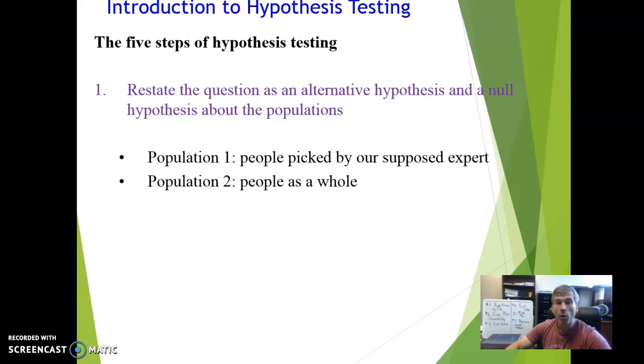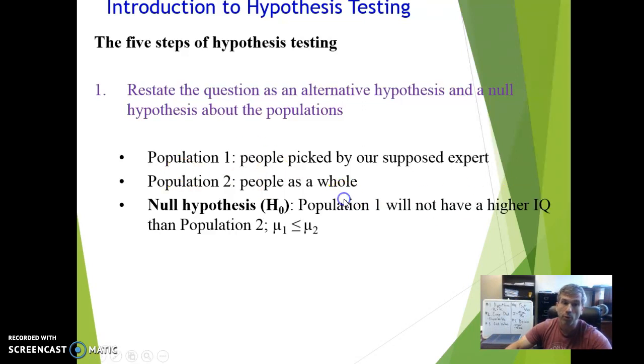Population 1 is generally the one represented by our sample. This would be people picked by our supposed psychic, our supposed expert. So in most cases, again, that would be a sizable group of people. Here it's just one individual, but either way, we're using a sample to represent population 1. We'd love to measure all population 1, can't do it. Population 2 is our basis of comparison. That's people overall, just generically people. And notice that we have the IQ scores for population 2.